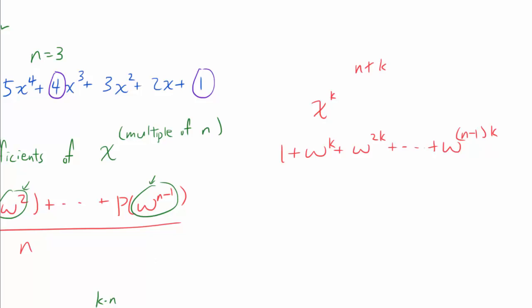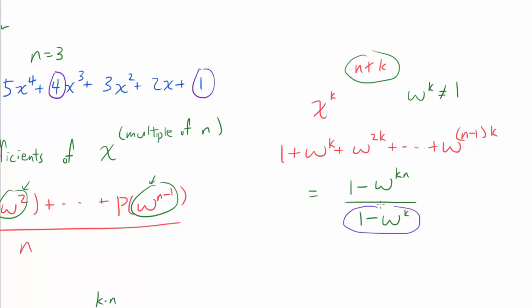And here the important thing to notice is that we have a geometric series because omega to the k is not 1. That's what this condition guarantees. So we can safely simplify this using the geometric series formula, a times 1 minus r to the n over 1 minus r, getting us 1 minus omega to the kn over 1 minus omega to the k, because we have n terms. And once again, notice that we are not dividing by 0 because omega to the k is not equal to 1. That's important.